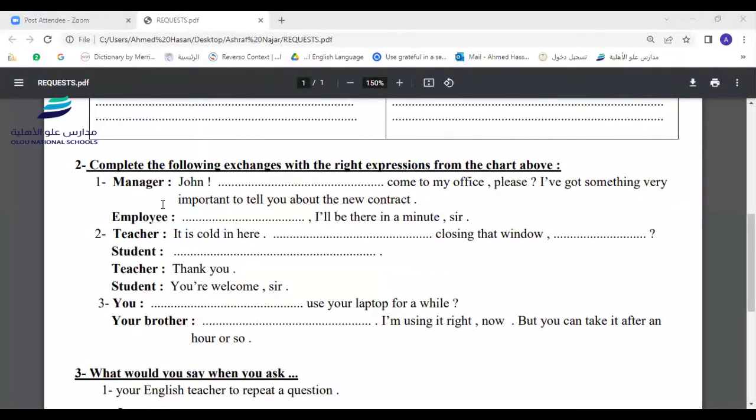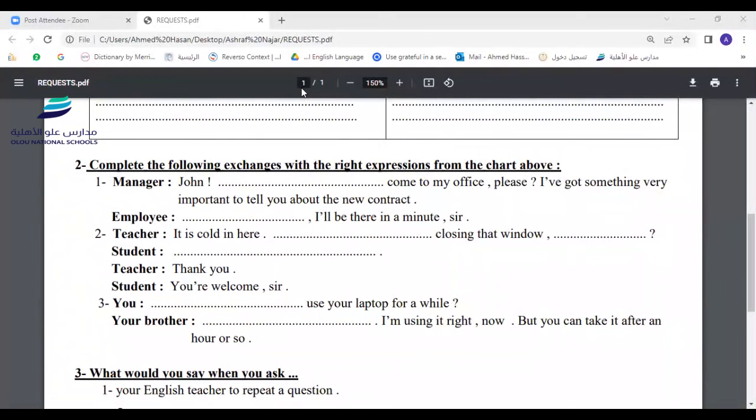Here is a manager and employee in the first mini dialogue. Manager said, John, come to my office, please. I've got something very important to tell you about the new contract. Employee, I'll be there in a minute, sir. So what can we write in the first blank and the second blank?